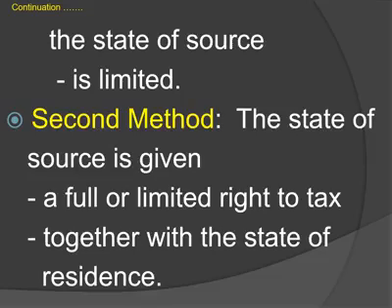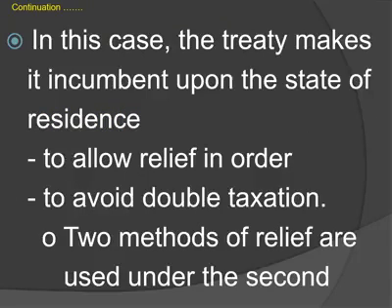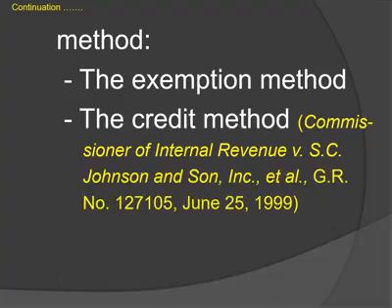Under the second method, the state of source of the income is given a full or limited right of tax together with the state of residence. In this case, the treaty makes it incumbent upon the state of residence to allow relief in order to avoid double taxation. Two methods of relief are used under the second method, the exemption method and the tax credit method.